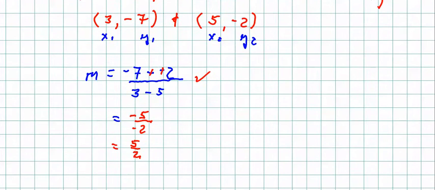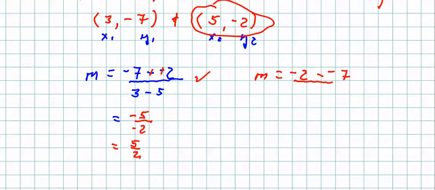Now, some of you may wonder, does it make a difference? What if we had this point right here as my x1 and y1, as my first point? So let's try it. Instead of -7 minus -2, I'll go -2 minus -7 over 5 minus 3.